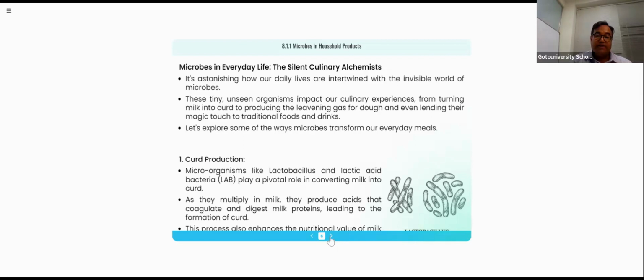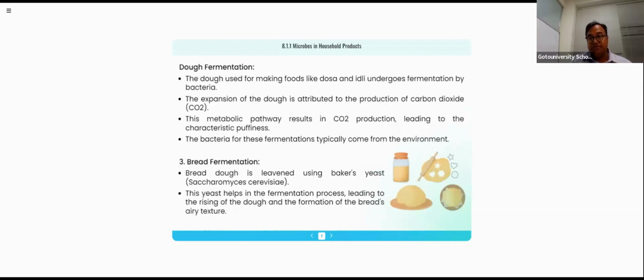Now, if you're entering into the dough fermentation process, what you need to understand is that for making the dosa and the idli, we require bacteria. When we are mixing the bacteria into the dough, we are getting the dosa and idli, and these are produced with bubbles because of the carbon dioxide liberation. Once the carbon dioxide is liberated, what exactly is happening in the doughs and the bread? You are getting a lot of holes in it. In the bread, a lot of holes are there. In the case of doughs, a lot of holes are there. That is because of the carbon dioxide production.